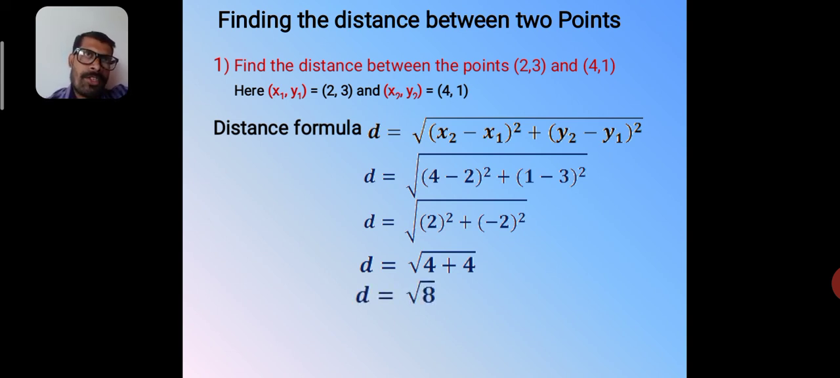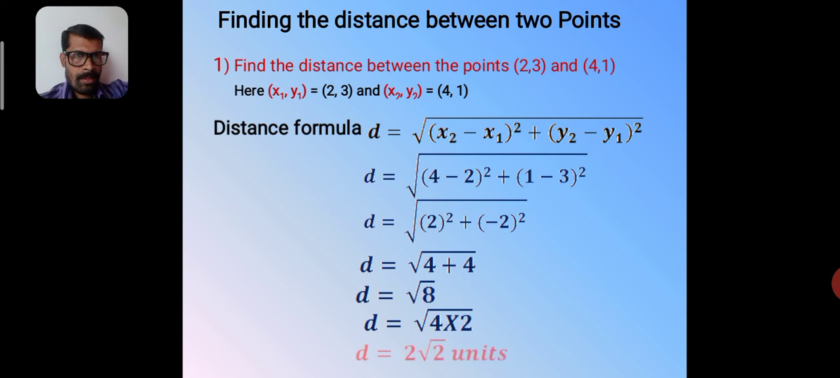8 we can split as 2 fours, no? Because 4 is a perfect square, let us take it out of the square root. d is equal to the square root of 4 into 2, we can write. If you take 4 out of the square root, the square root of 4 is 2, no? Therefore d is equal to 2 root 2 units. This is the distance between those two points, 2 root 2.